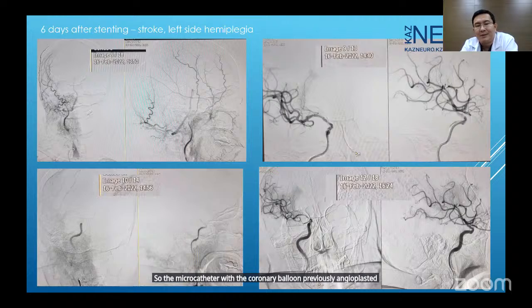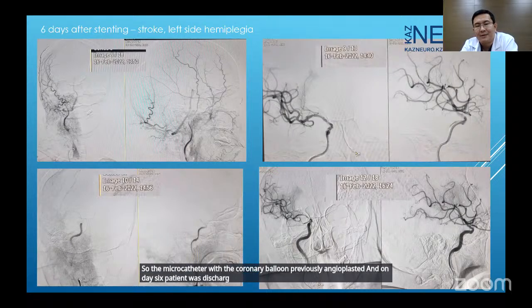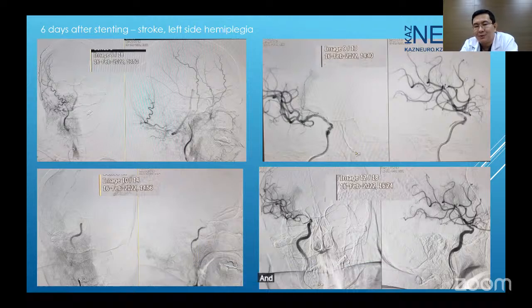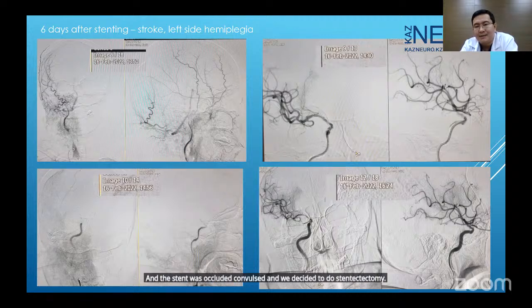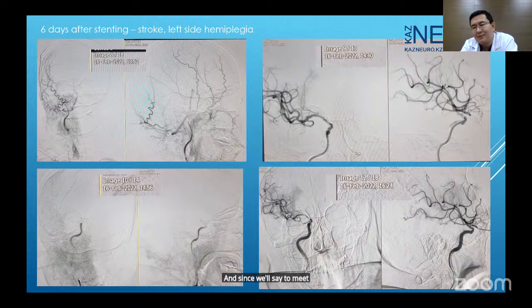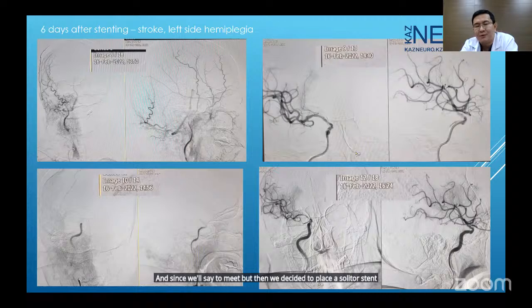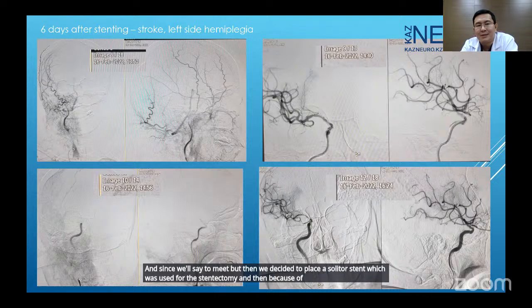The patient was discharged on day 5, and on day 6 the patient was hospitalized in an emergency hospital. It was stroke symptoms, and we called the patient to our hospital, and the stent was occluded, thrombosed, and we decided to do stentectomy, and the stents were removed, but then we decided to place the Solitaire stent, which was used for the stentectomy, and then because of the thrombosis, it was a decision to place a bypass.